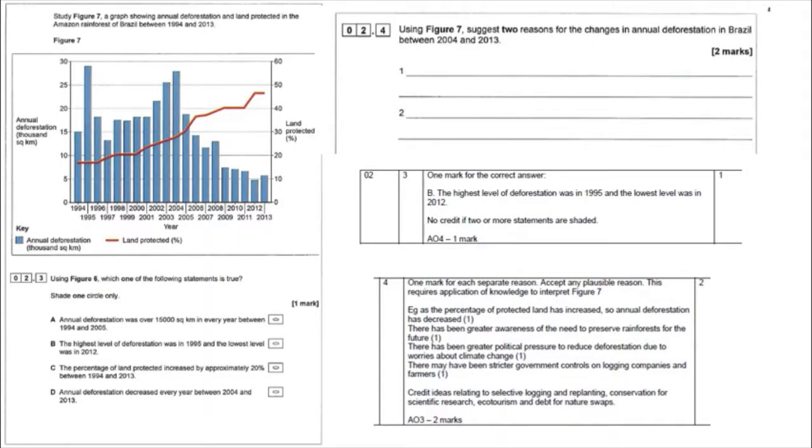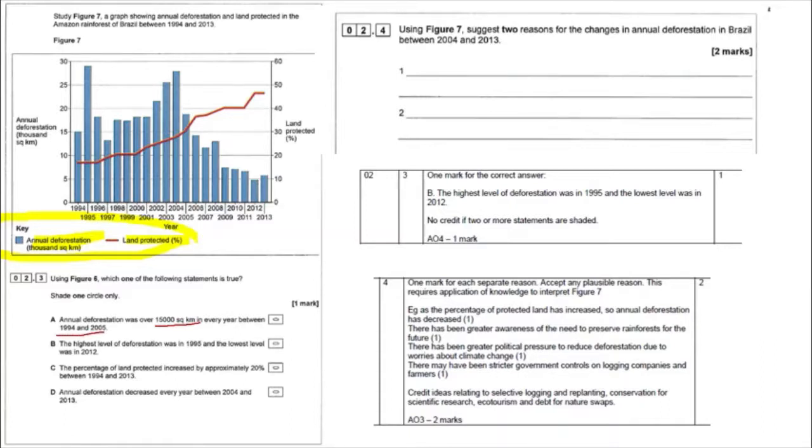Okay, so now we're coming on to question 3, and again, similar to the first question, this time we've got a graph, not a map, but I would do exactly the same thing. I would look at the key first of all, and the first thing I see is that I've got the amount of deforestation every year, and a percentage of land being protected. Same thing happens again. Look at 2.3, I've got 4 statements. I go through each one and check whether it's true. As soon as I find one that's true, I'll be fine and I can stop. So, annual deforestation was over 15,000 square kilometres every year between 1994 and 2005.